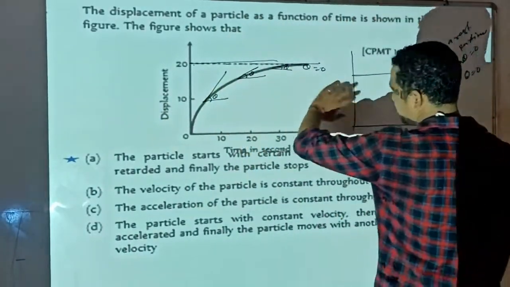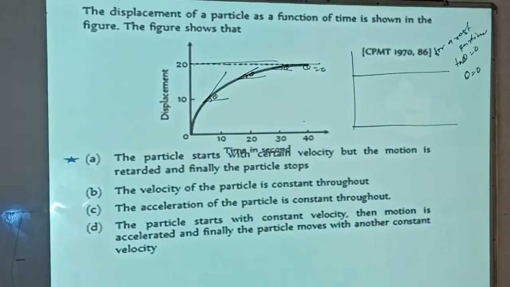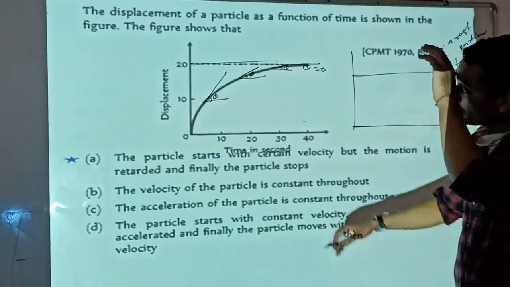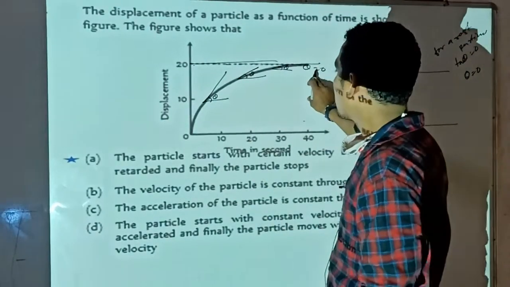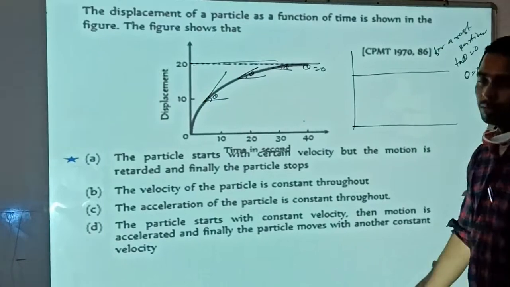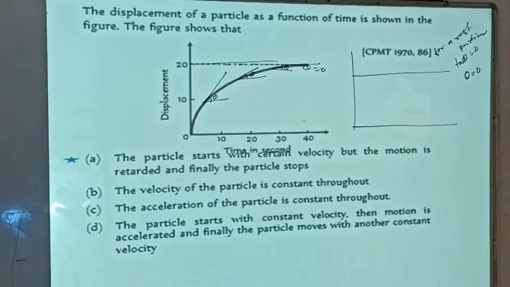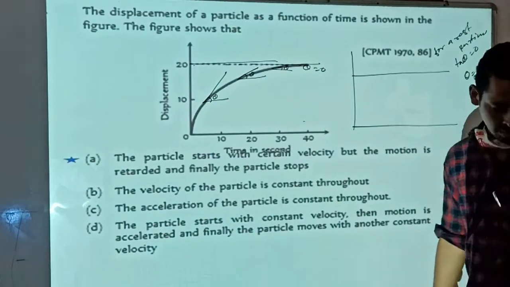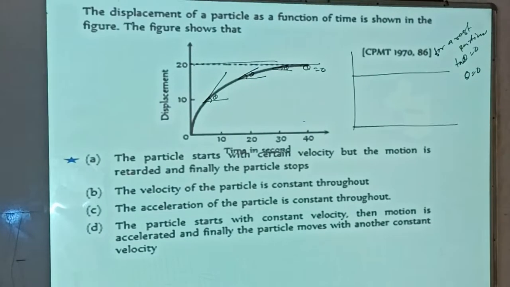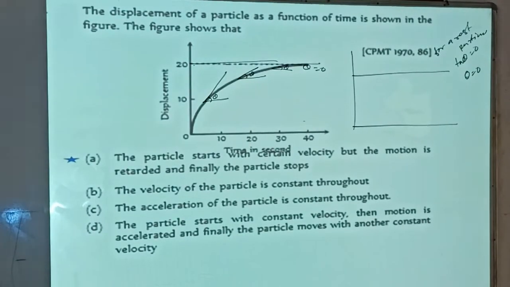So since theta is reducing, velocity is also getting reduced. Velocity gets reduced, and finally after a certain time velocity will be 0, and velocity being 0 means the particle comes to rest. Okay, so we have the last question.